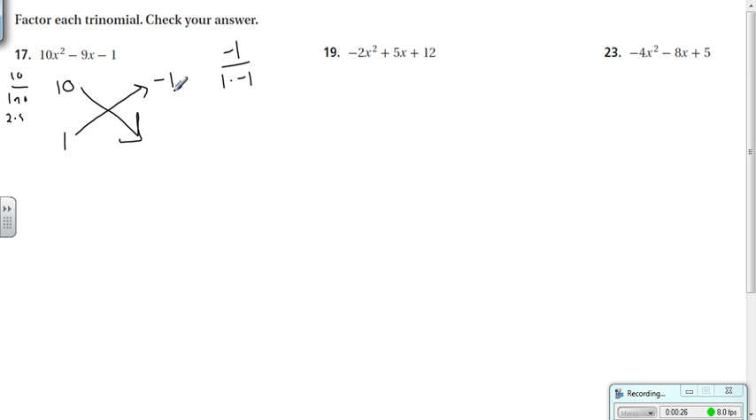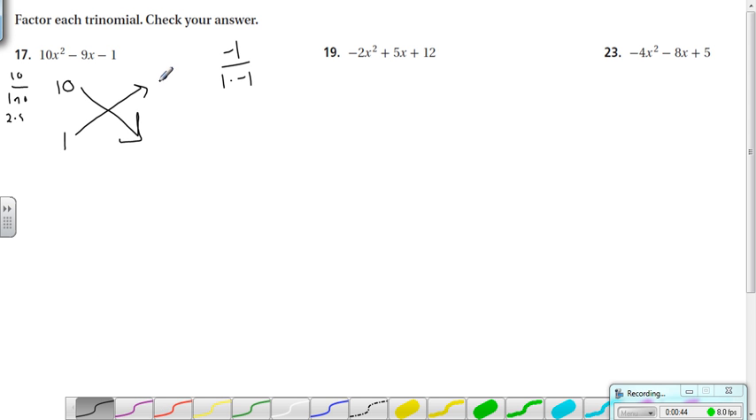So 10 times 1 is 10. 1 times negative 1 is negative 1. Add those up, I get a positive 9, but I needed a negative 9. So it should just work if I switch my signs. So let's do a positive 1 and a negative 1. So if I put a positive 1 here and a negative 1 here, multiply, I get negative 10. Multiply, I get 1. Add them, there's my negative 9.